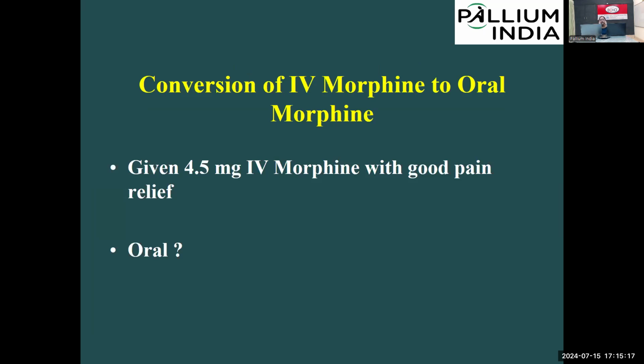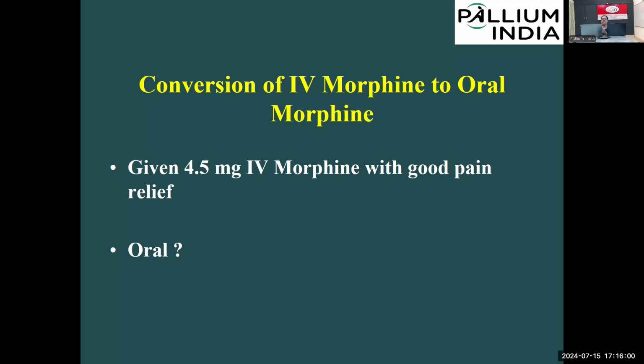Now we know that with 4.5 milligram of IV morphine, this patient has got satisfactory pain relief. Now we want to send this patient home. What is the option? We need to convert this intravenous morphine to oral morphine. Yes, oral morphine would be the option. The conversion ratio is 1:1 for intravenous morphine titration. So the patient is on 4.5 milligram of intravenous morphine, and we convert it to 5 milligram of oral morphine tablet.